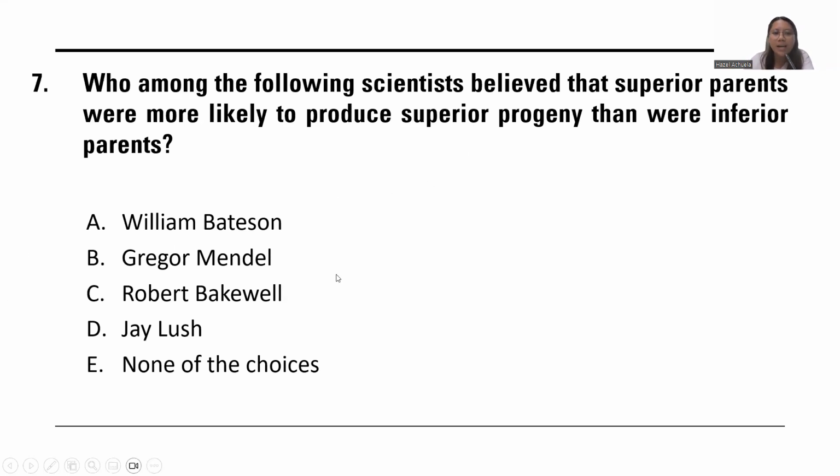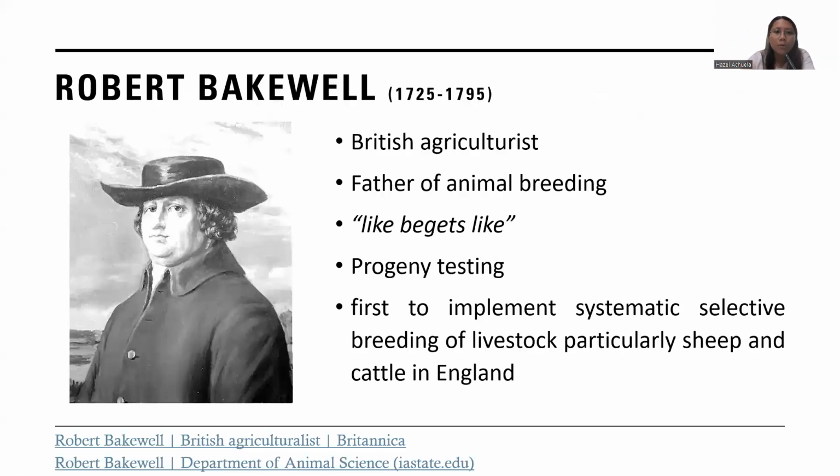O, sino daw sa mga scientists na nabanggit ang nagsabi na kapag superior daw yung parents, superior din yung performance ng anak? Basically, Robert Bakewell ang nagsabi nun. Kasi ang principle ni Robert Bakewell ay like begets like. Ibig sabihin nun, pag ang parents mo superior, ganun din ang performance ng anak. Superior, maganda din. Okay? Yun yung sinabi ni Robert Bakewell.